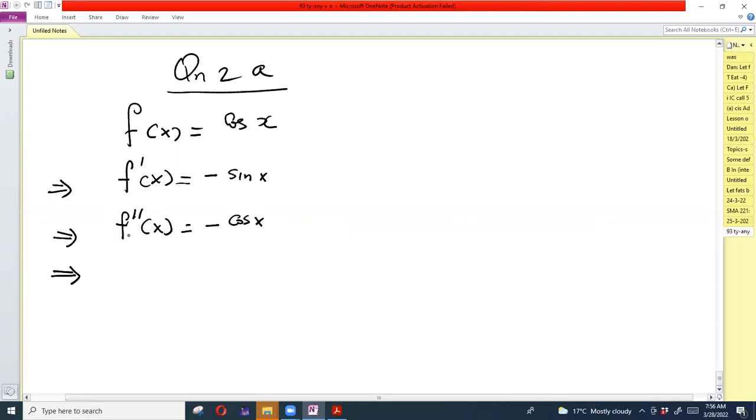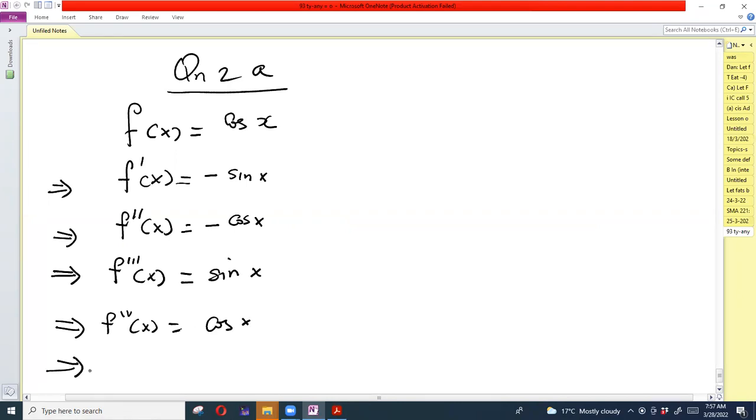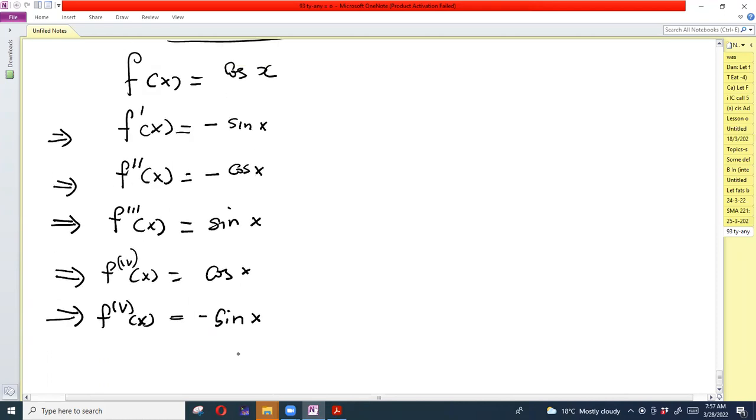Now, when you differentiate a negative cos, you get a positive sine. Now, when you differentiate a positive sine, you get a cos function. Now, when you differentiate a cos function, you get a negative sine function. So this is up to the 5th derivative that the question expected us to get.